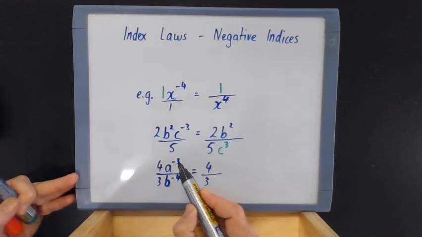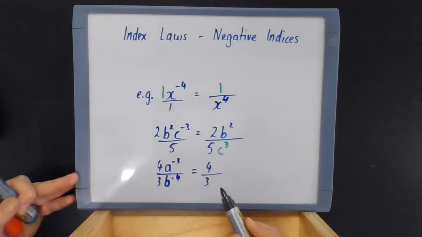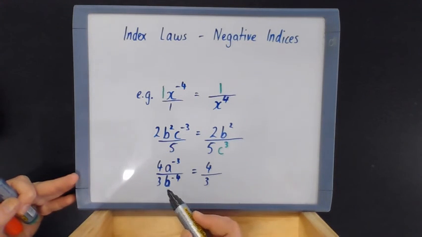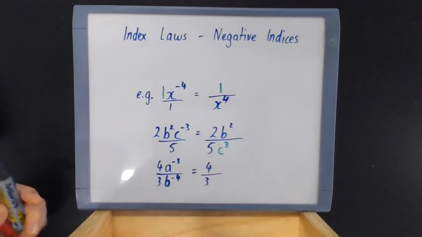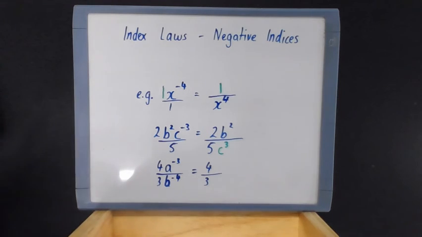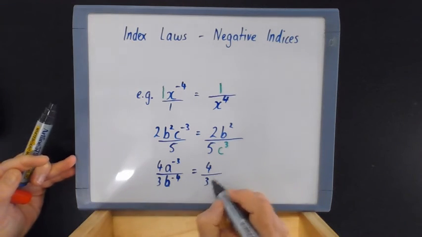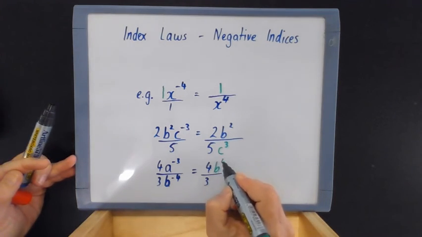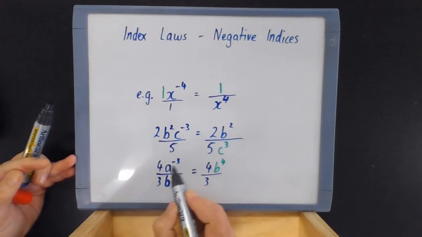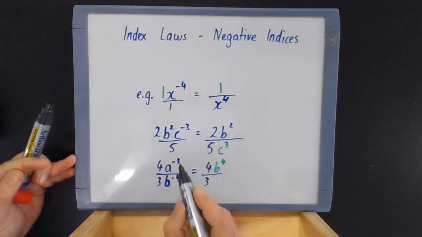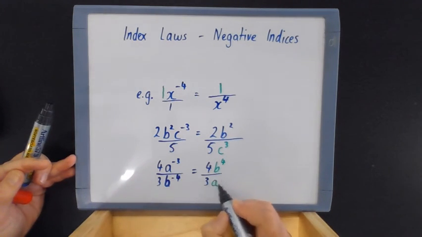A has a negative indice, that's going to go on the bottom. B has a negative indice, it has to go on the top because it's already on the bottom. So the b to the minus 4 on the bottom will become b to the 4 on top. And the a to the minus 3 that's on top will move to the bottom and then become positive.